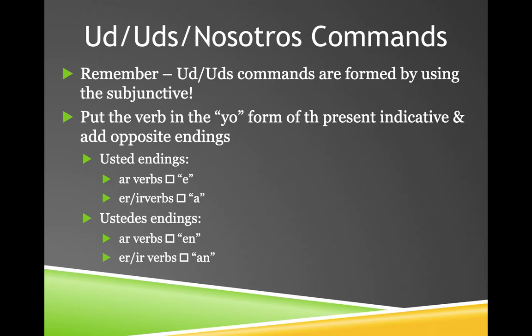Yo form of tener is tengo. You drop the o and add the opposite ending. ER verb tener, tenga buen día. That makes sense? If you're going to say it back to me, if you spoke to me in the tú form, then you would use that irregular tú form, ten buen día. But in the form of respect, you should say what to me? Tenga buen día, because it's still an ER verb. We add the a. Tenga buen día.